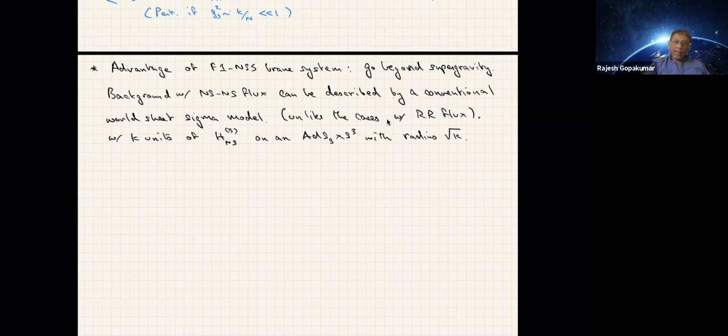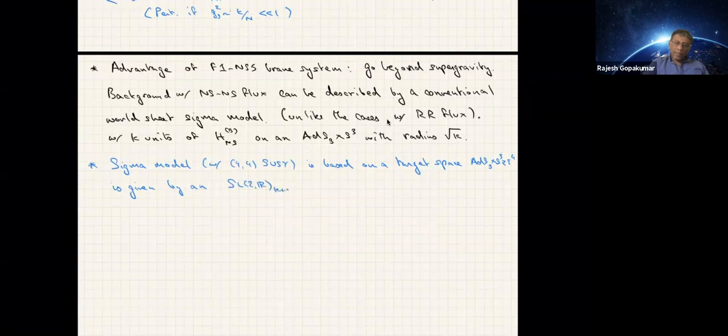So what is this sigma model? Let me introduce the world sheet sigma model. It has 4,4 supersymmetry on the world sheet and is based on a target space which is AdS3, as I said, times S3 times T4. I will mostly take T4, but anyway, let me make it T4 here. So this is given by an SL(2,R) at level k plus 2.